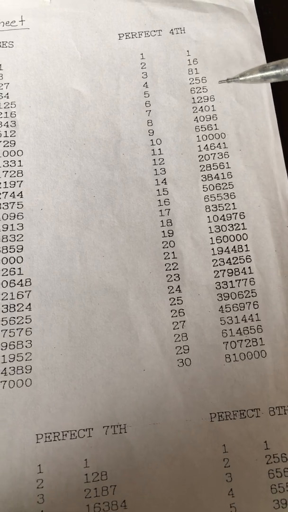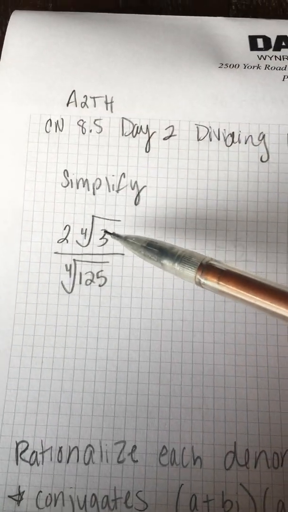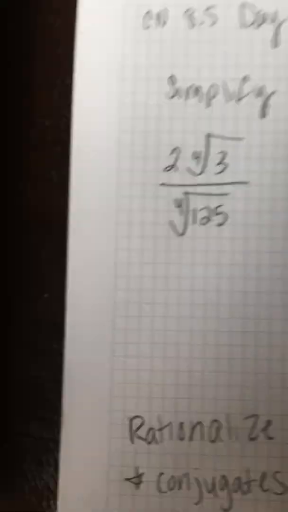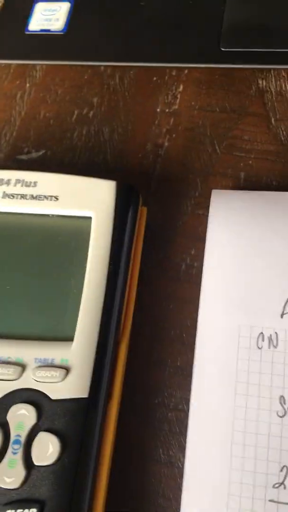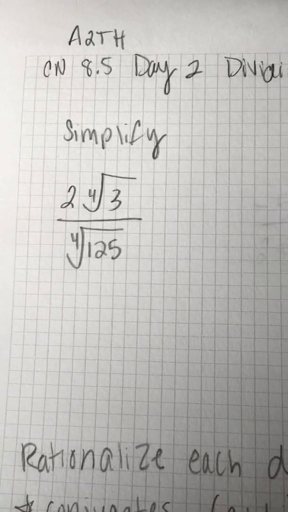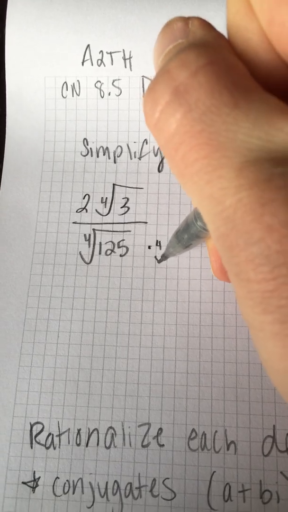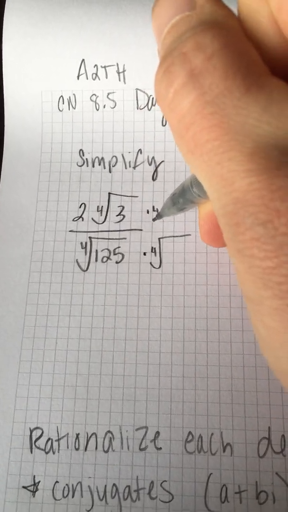125 is not perfect. And I don't think any of those would go into 125 evenly. So I'm going to look at, can I reduce 3 over 125? I'm going to try to reduce 3 over 125. And that doesn't reduce either. So then my goal is to get the radical out of the bottom. So think about what fourth root I need to multiply by to make this perfect.